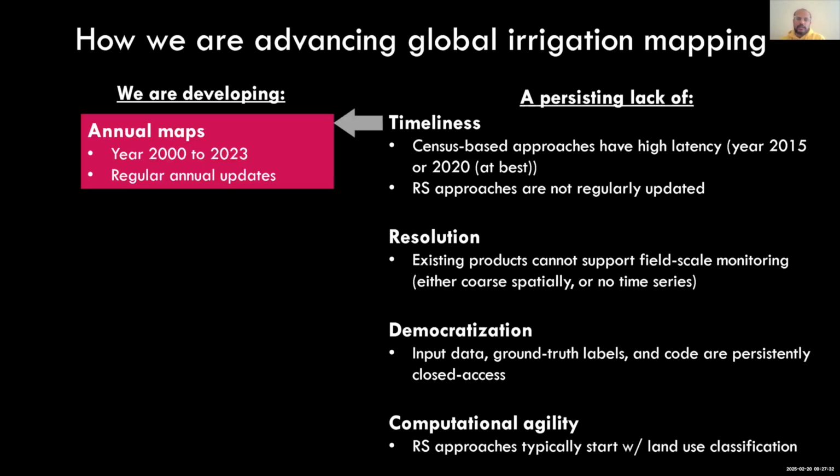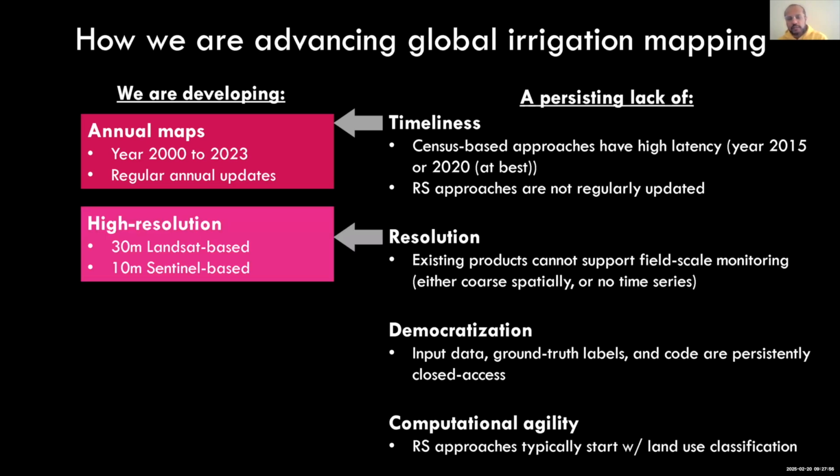So how do we address that? We are proposing to provide annual maps from the year 2000 to 2013 at regular annual updates, through the integration of remote sensing and machine learning approaches that I will discuss in a few minutes.